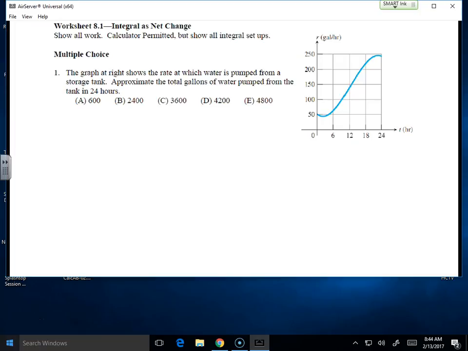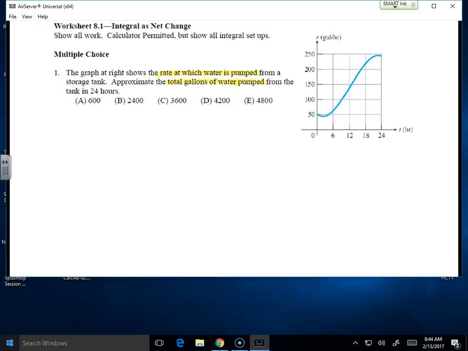All right, guys, eyes at the front. Let's see if we can get this answered. Maybe one more. The graph at right shows the rates at which the water is pumped from the storage tank. Approximate the total gallons of water pumped from the tank in 24 hours. Are they asking for a change in what happened between that time, or how much is in there currently? They're asking what happened between 0 and 24.